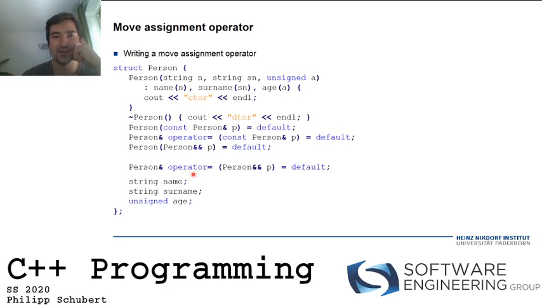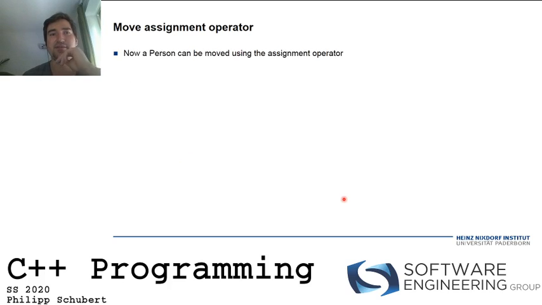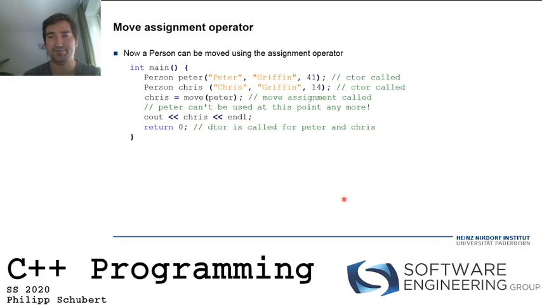This one is the move assignment operator, which you can also, in our case, just set to default. Let's have an example of how we can use the move assignment operator. We create two variables, Peter and Chris, using their constructors, fill in some data, and now we have two variables of the type person. We can now go on and move the data, steal Peter's data and shove it over into the Chris variable here.